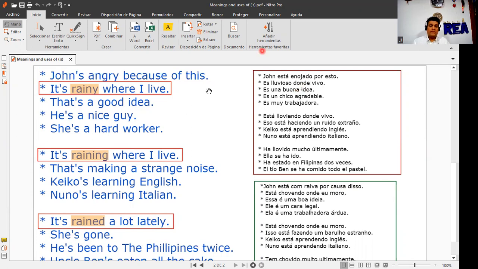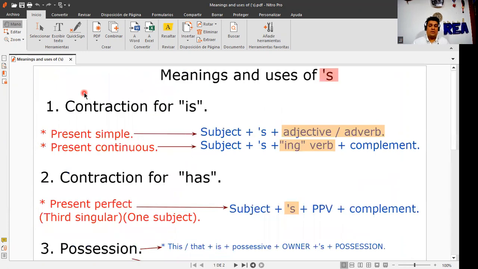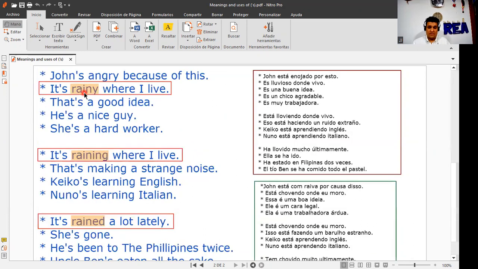I want you to pay attention to these three examples because I use the verb rain here. Actually, the first is not a verb. As you can see, this is an adjective. Remember, I told you at the beginning, every time you are talking about present simple, apostrophe s must be followed by an adverb or adjective. So this is a good example. It's rainy where I live.